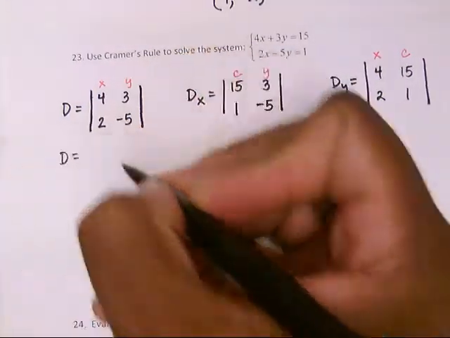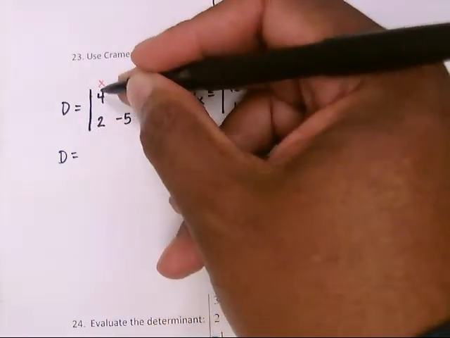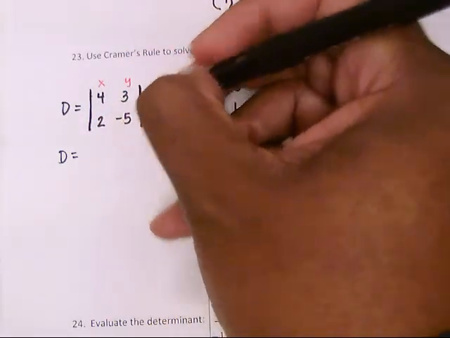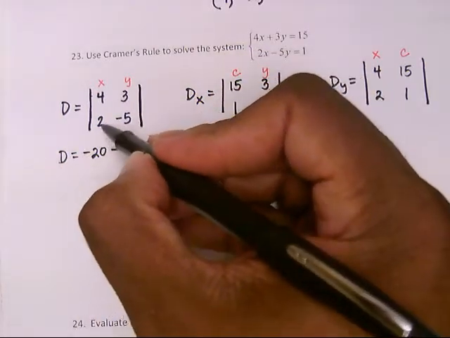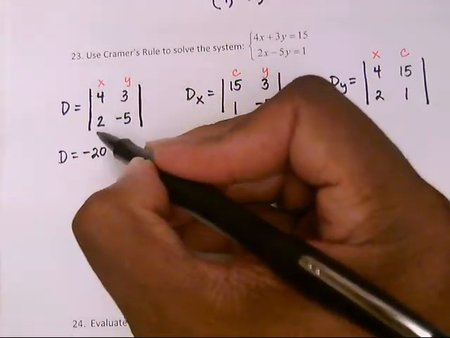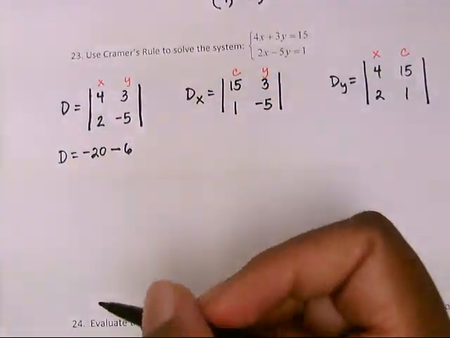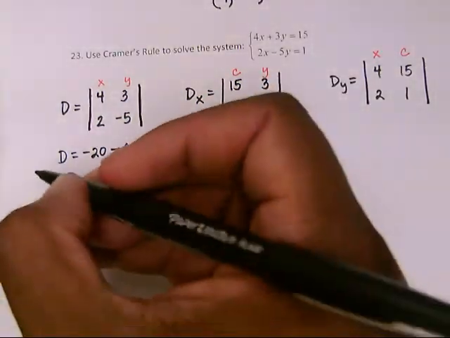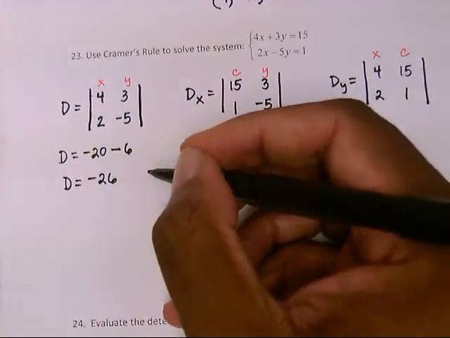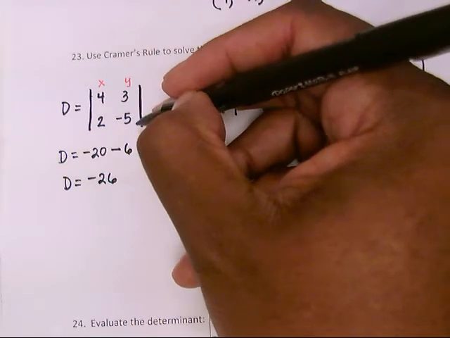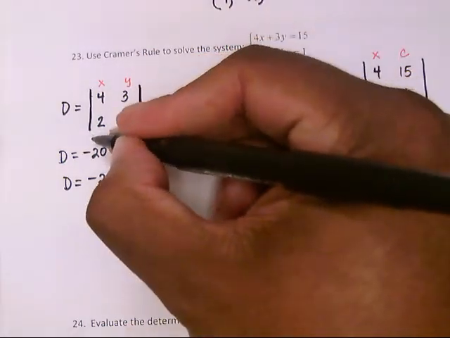So starting with the D, its determinant will be this. We multiply 4 times negative 5, that would be negative 20. And it's always going to be minus the product of this diagonal here, 2 times 3. That's 6. So we got negative 20 minus 6. That's negative 26. Okay, it's the product of this diagonal going in this direction minus the product of this diagonal going in this direction.